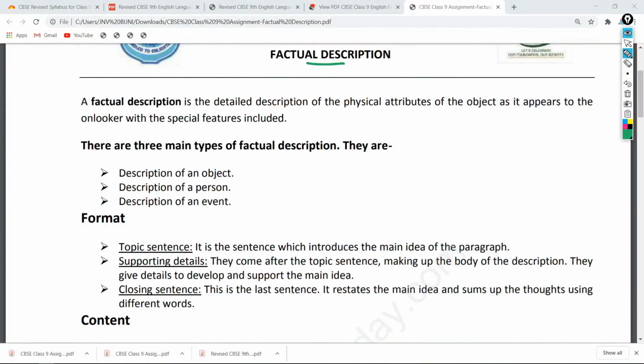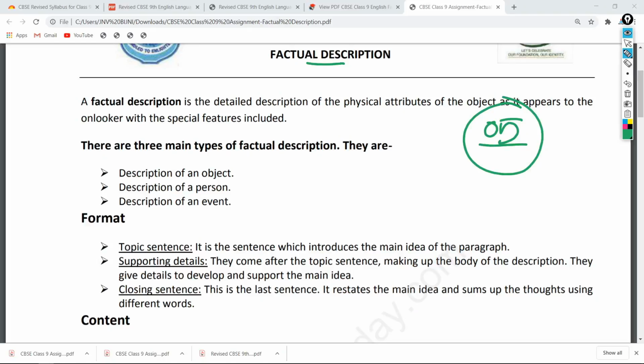Okay, good morning children. Today we are going to start with the factual description. In CBSE class 9 writing part, this factual description is only for 5 marks. That means you are to write a particular paragraph, and this paragraph will be logical in your writing. How to write a paragraph, I'll be giving you a full description of the same, and you can understand how to develop the paragraph and describe the fact.